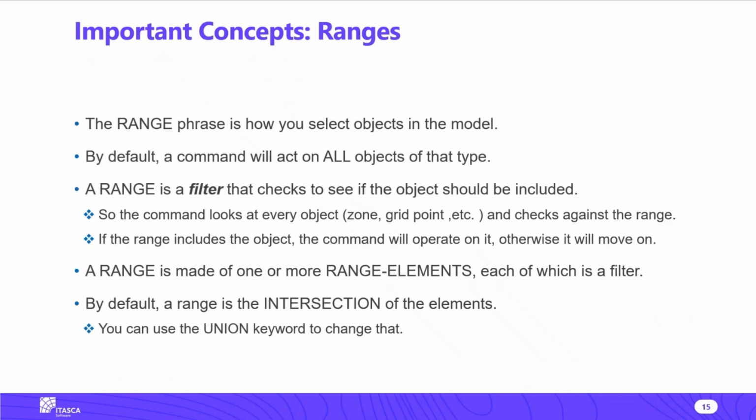When we look at the commands, you'll see that there's a range keyword that is used to identify different parts of the model. If you don't give a range keyword, it acts on everything in the model, which sometimes is fine, most of the time is not fine. A range is a filter that checks to see if the object should be included. Essentially, almost all the commands have a loop in there. It loops through all of the objects, let's say zones, checks if they're in the range that you specify, and then does something to them. You can daisy chain these things together, so you can have multiple ranges to create more complicated things. I'll just show that on the next slide.